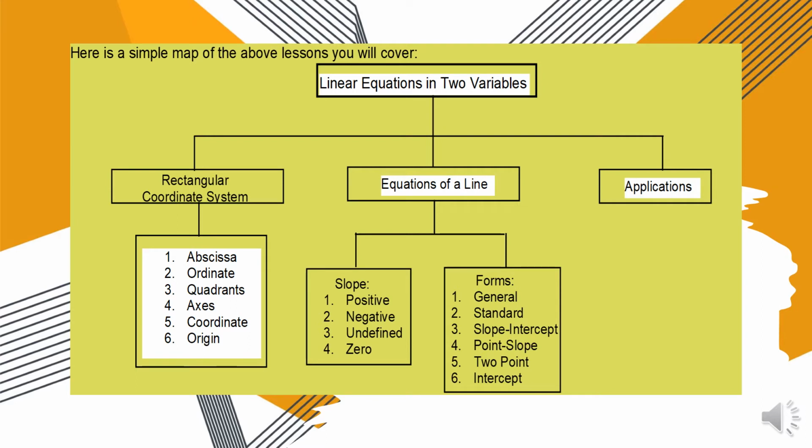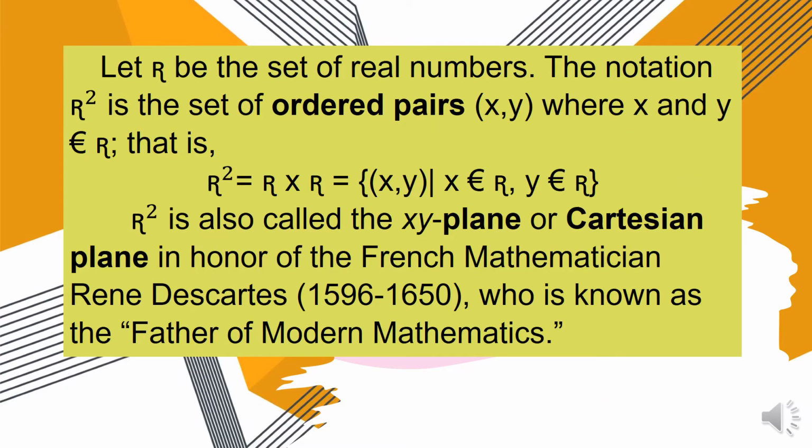In the equation of a line, we have 2, the slope and its forms. For the slope, we have positive, negative, undefined, and 0. For our forms, we have general, standard, slope intercept, point slope, 2-point, and intercept form. So let's begin with our discussion.